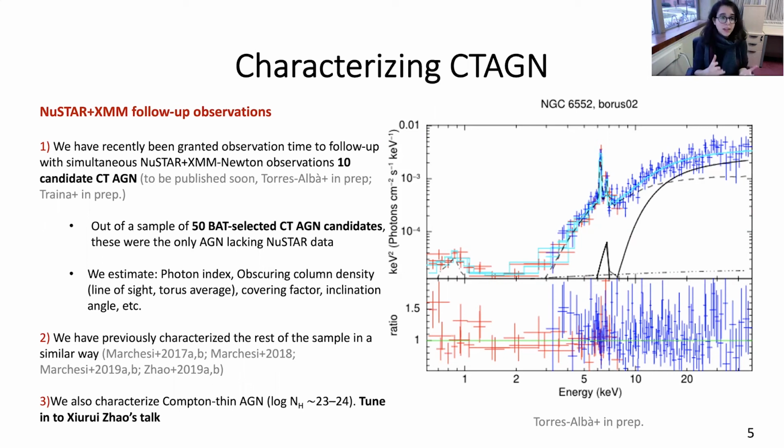And using these simultaneous observations, we can estimate properties of the AGN to fully characterize it, such as the photon index, the obscuring column density of the torus, both in the line of sight and on average, the covering factor, or the inclination angle. And actually, we have successfully performed this characterization for all the rest of the sources in the sample and published the results before.